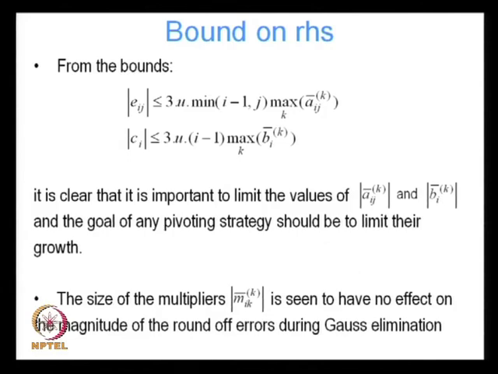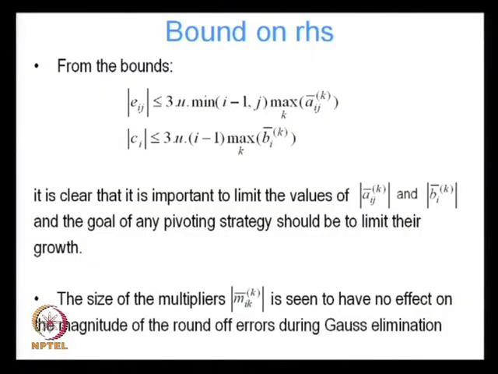But what is interesting to note is that these bounds do not involve the multipliers m bar ik. Thus, the magnitude of the multipliers has no effect on the magnitude of the round off errors during Gaussian elimination, because these terms do not involve the multipliers, they only involve the approximations to the coefficients and the right hand side.